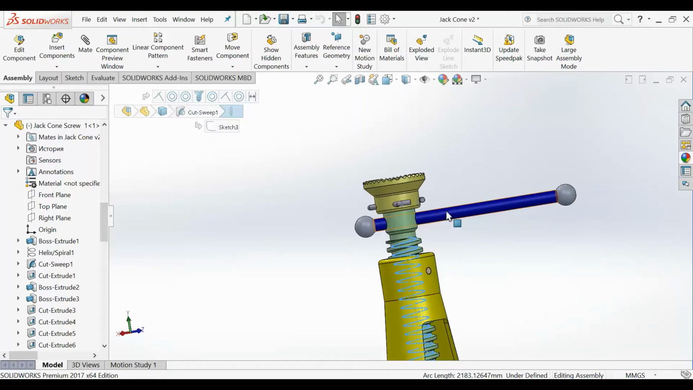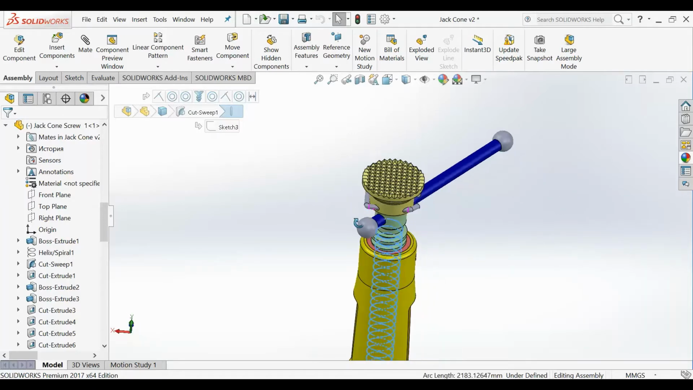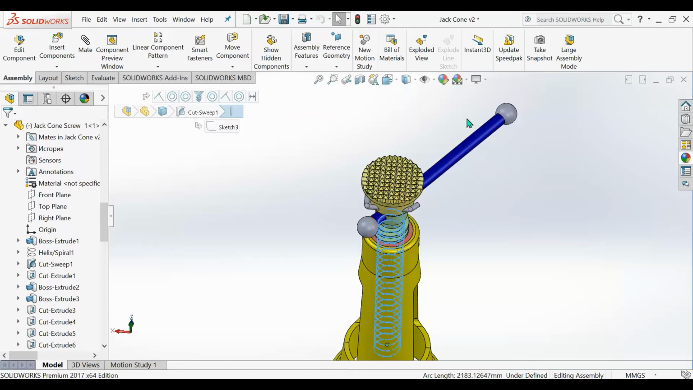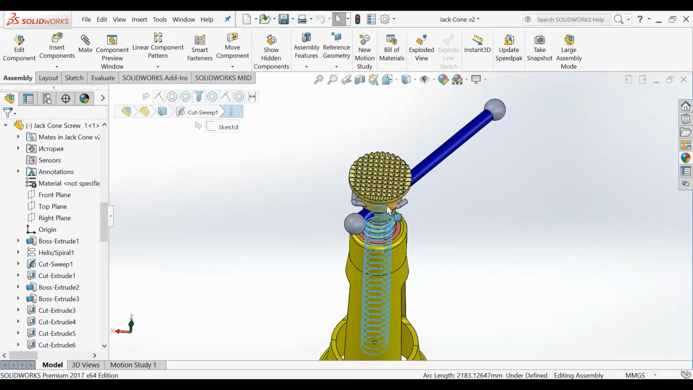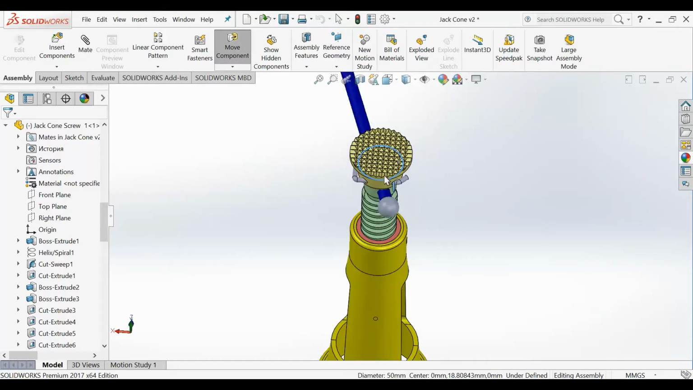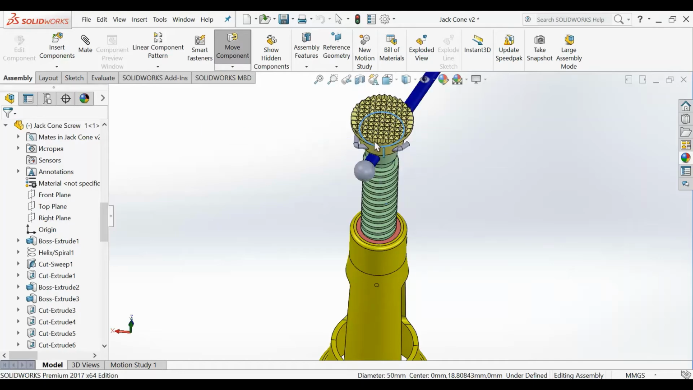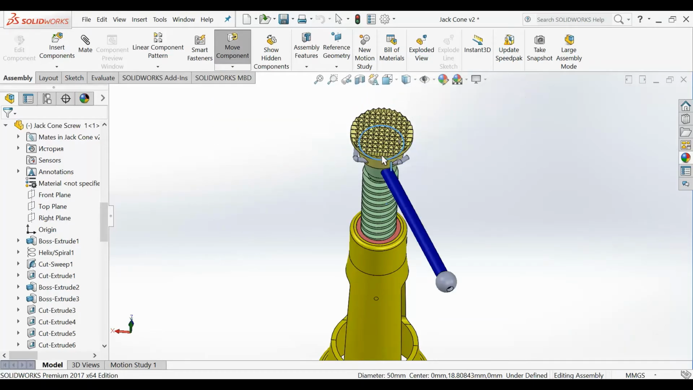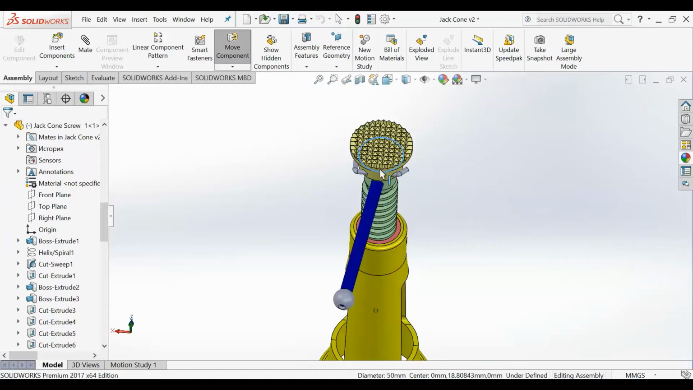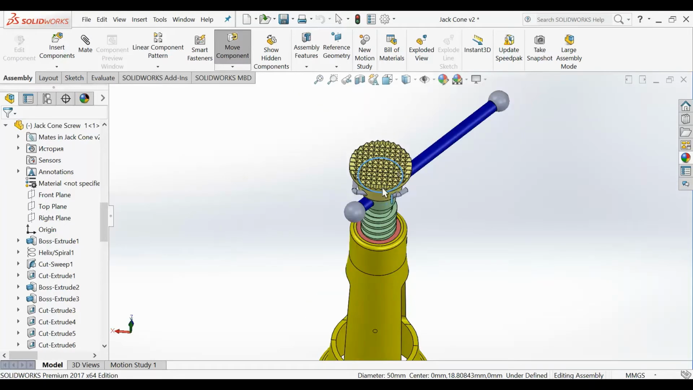Next element is a handle. Handle is a place where the driving force is applied here, and it creates force which turns the screw around this axis. When we rotate the nut by means of the handle, the screw moves up or down, depending on the rotational direction we need.